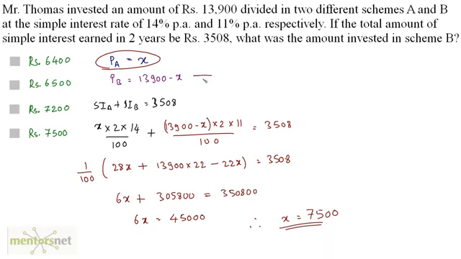What is the amount invested in scheme B? That's 13,900 minus x, so minus 7,500, and that is equal to 6,400. So we have found out our answer, that 6,400, that is the amount invested in scheme B. So option A is the correct answer.